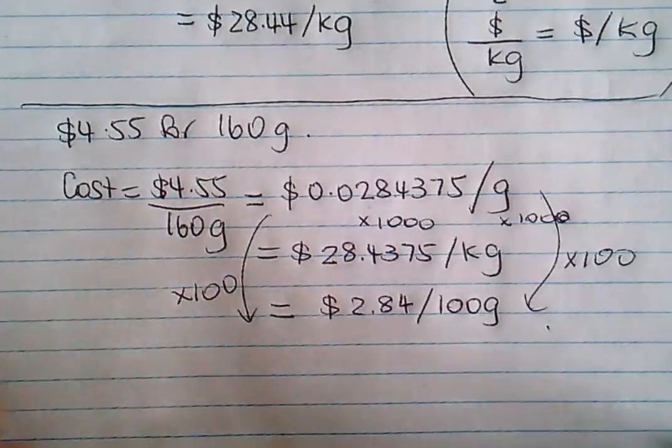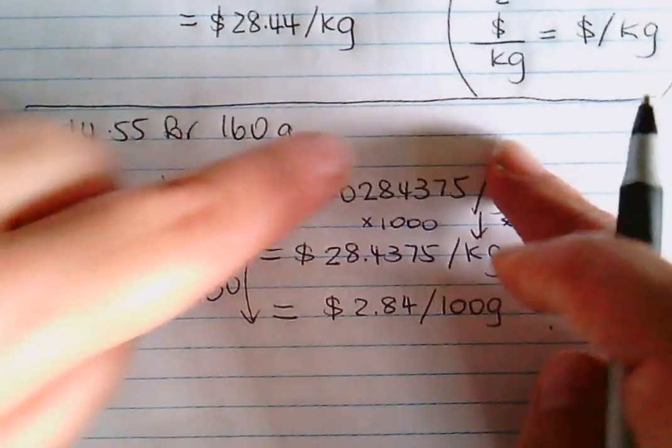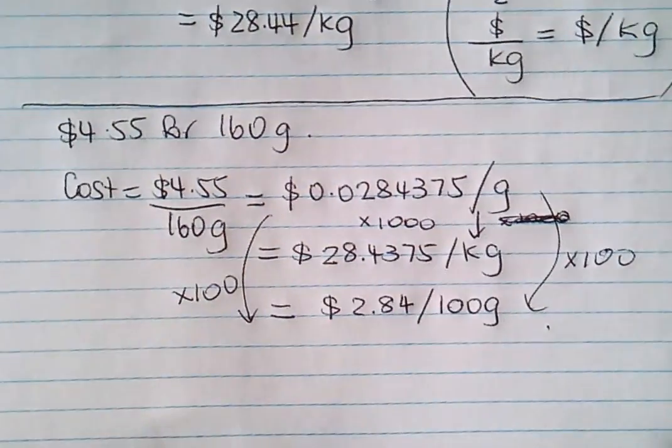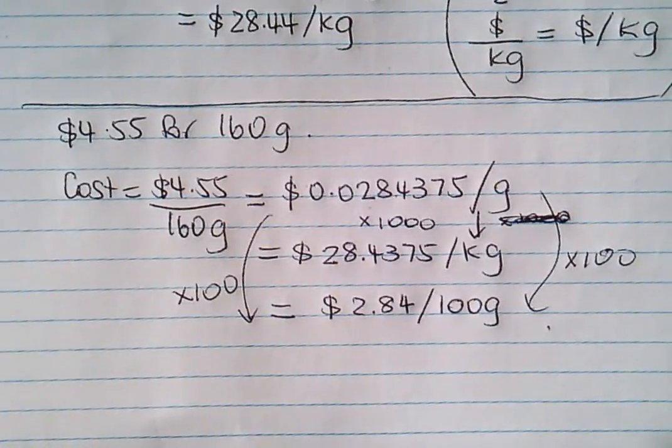All right, so if I wanted 1,000 grams or a kilo, I times by 1,000. If I want 100 grams, because this is the cost per gram, I then times it by 100 and get $2.84 for every 100 grams.